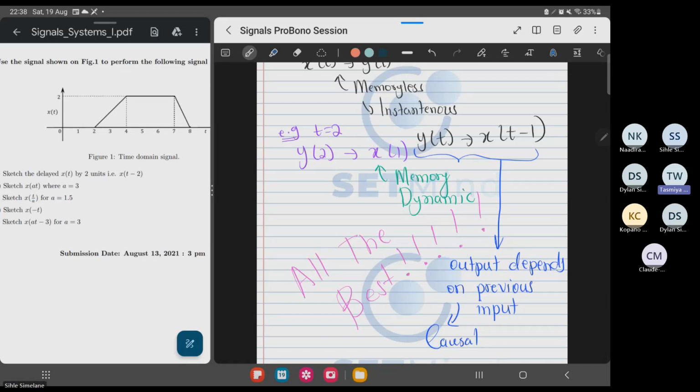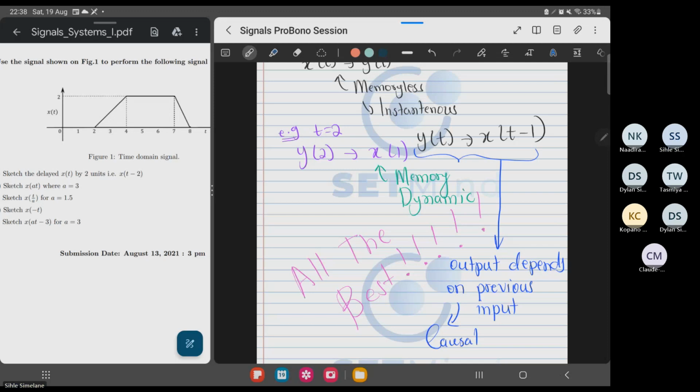So a dynamic system has memory and an instantaneous system is memoryless, right? So will a dynamic system always be causal and an instantaneous system always be non-causal? So a dynamic system will always be causal. So then an instantaneous will always be non-causal.